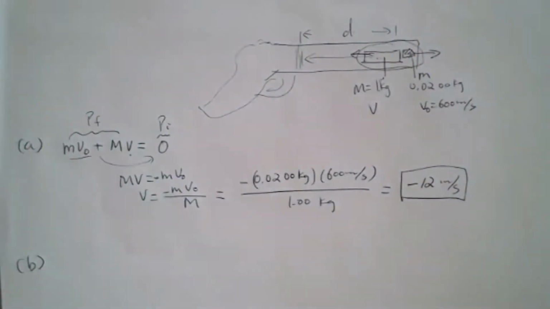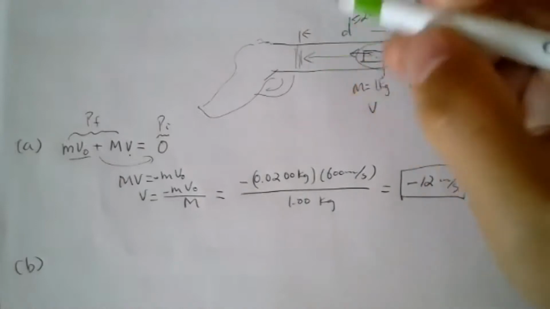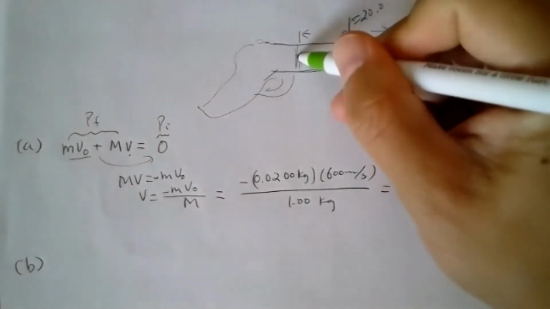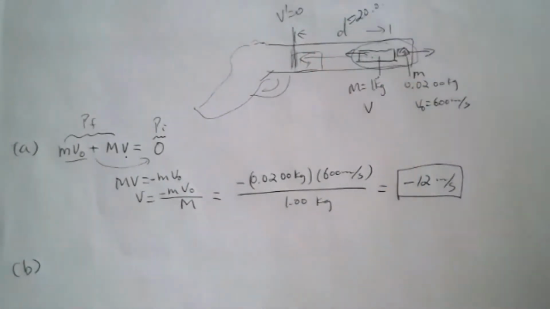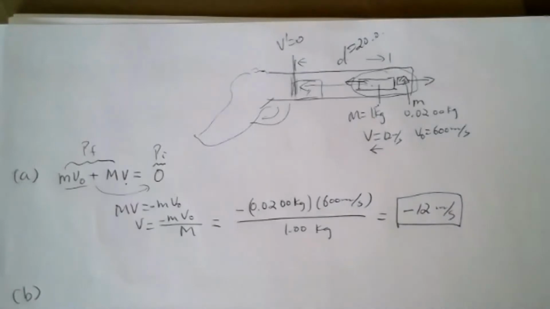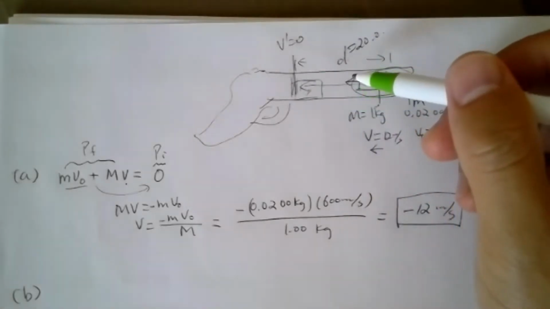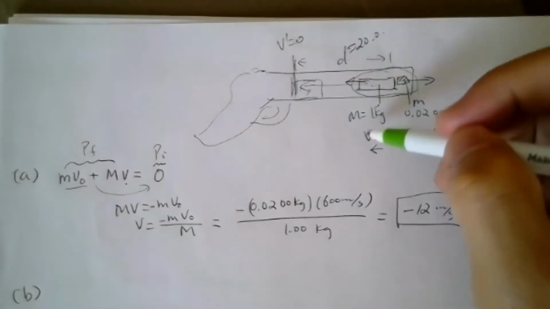On the second part, it's asking if the plunger is stopped over a distance of 20 centimeters. So when it reaches here, after moving 20 centimeters, it's stopped, so the final velocity is 0. Initial is 12 meters per second in that direction, final is 0. It's asking what average force is exerted by the gun. Now you can apply one-dimensional kinematics: solve for the acceleration first, and then multiply the mass times the acceleration to get the force.